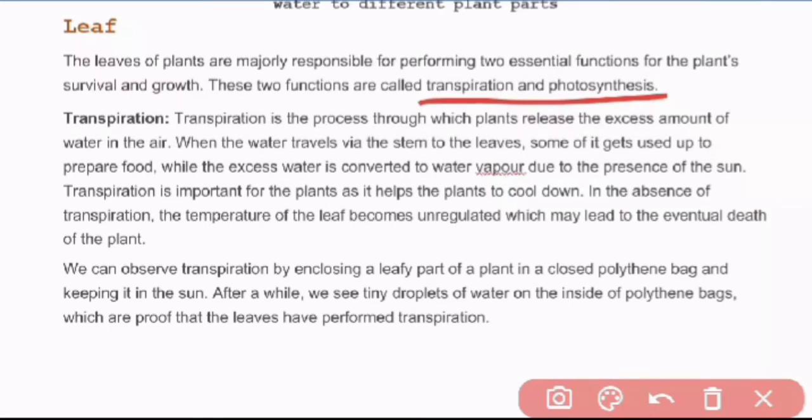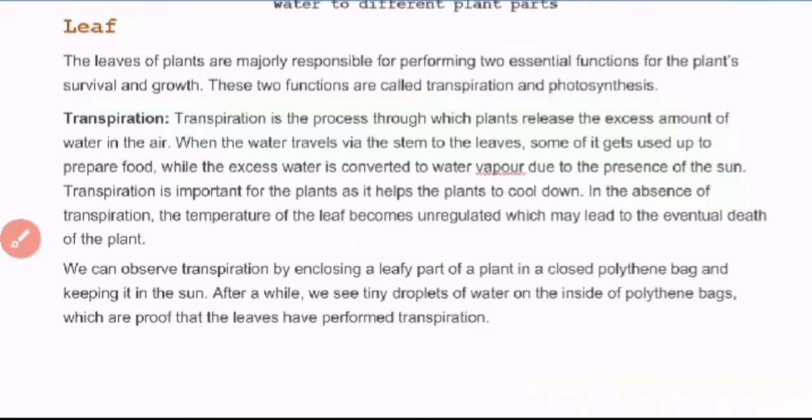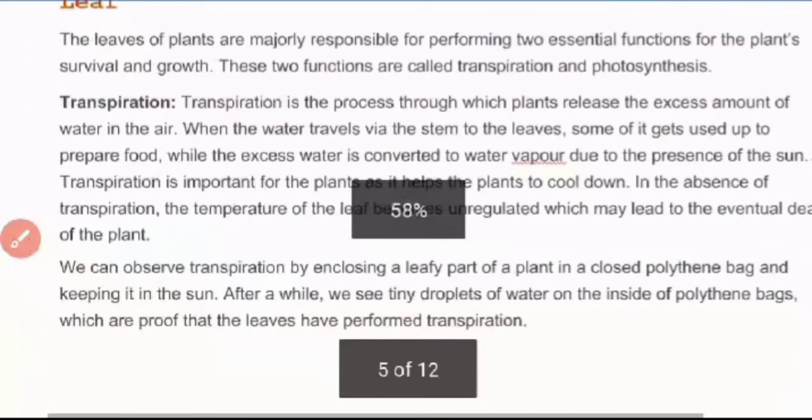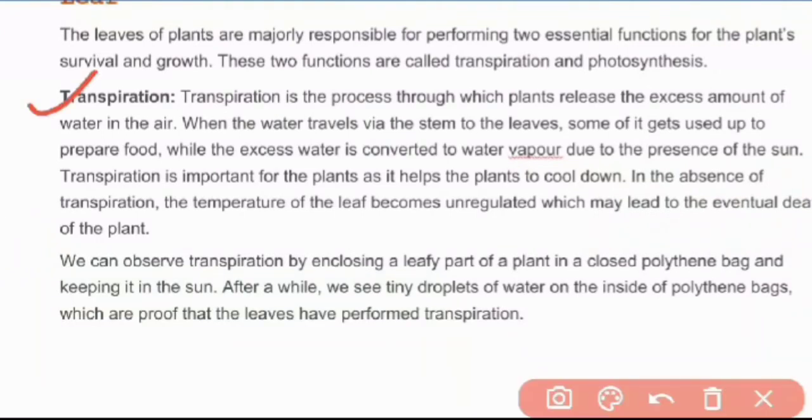So, without leaves, these functions cannot be performed, and the plant cannot grow as well as it cannot survive. Now, first of all, we are going to study the first function of the leaves, that is transpiration. Now you know very well what the evaporation process is.